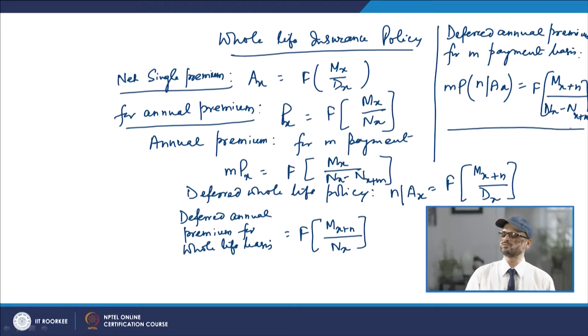So these are the formulas which are used for the whole life insurance cases. Now the next type of insurance policy is the term insurance policy. Now what is this term insurance policy?